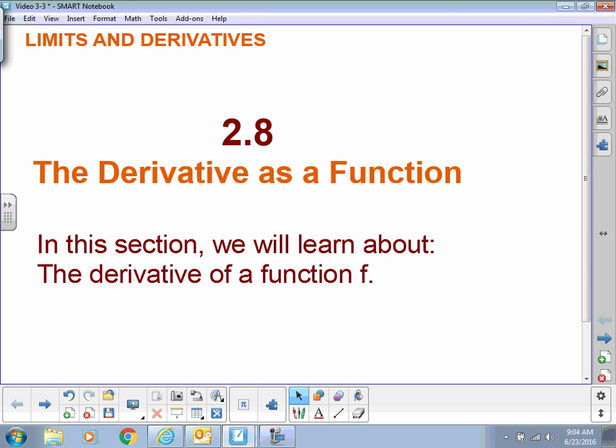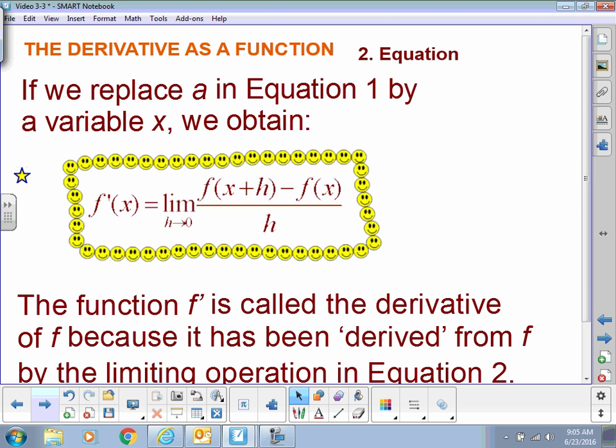So in today's video, we'll look at the derivative as a function. Our main focus before this has been the derivative at a single value, a. Now we're going to think of it as a function that can be represented at all values of x. So the difference here is we have x's instead of a's.